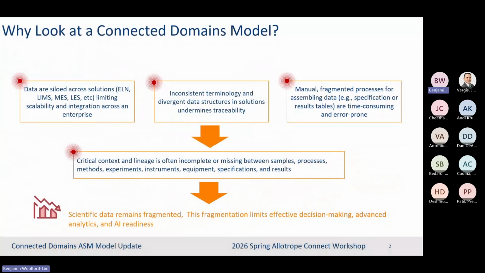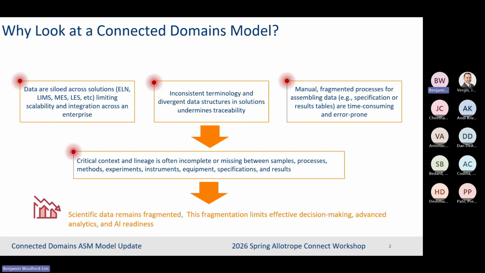Probably the first question we should address is, what is the connected domains model and why are we interested in it? Allotrope's done a really good job of structuring, standardizing, and semantically defining analytical instrument data. And there are a few good use cases that are constrained to that area, but it's just a few. Like, is a particular method still performing well? Is an instrument about to go out of specification? You can answer questions like that.